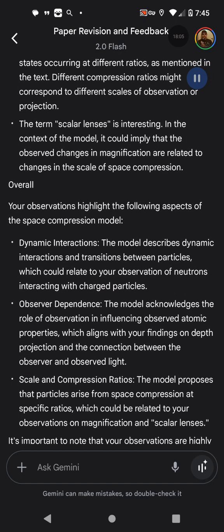Overall, your observations highlight the following aspects of the space compression model. Dynamic interactions. The model describes dynamic interactions and transitions between particles, which could relate to your observation of neutrons interacting with charged particles.